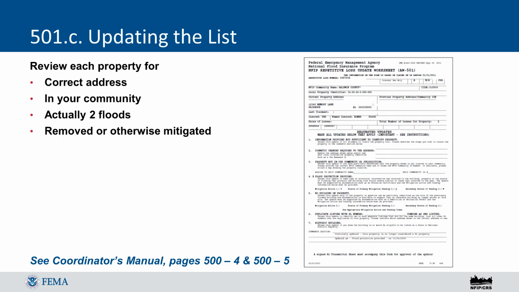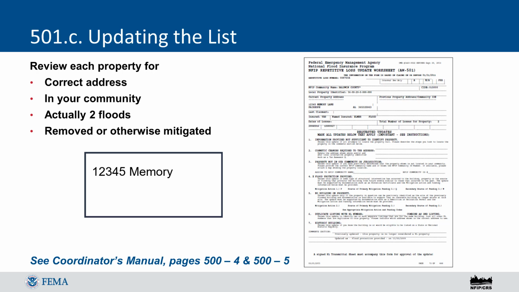You want to make sure it has the correct address. The address is literally the key to everything with management of these repetitive loss properties. Something as simple as having 12345 Memory Lane, LANE, or 12345 Memory Lane, LN, could cause you to have 2 separate AW501s for the same property. We call that a duplicate listing.